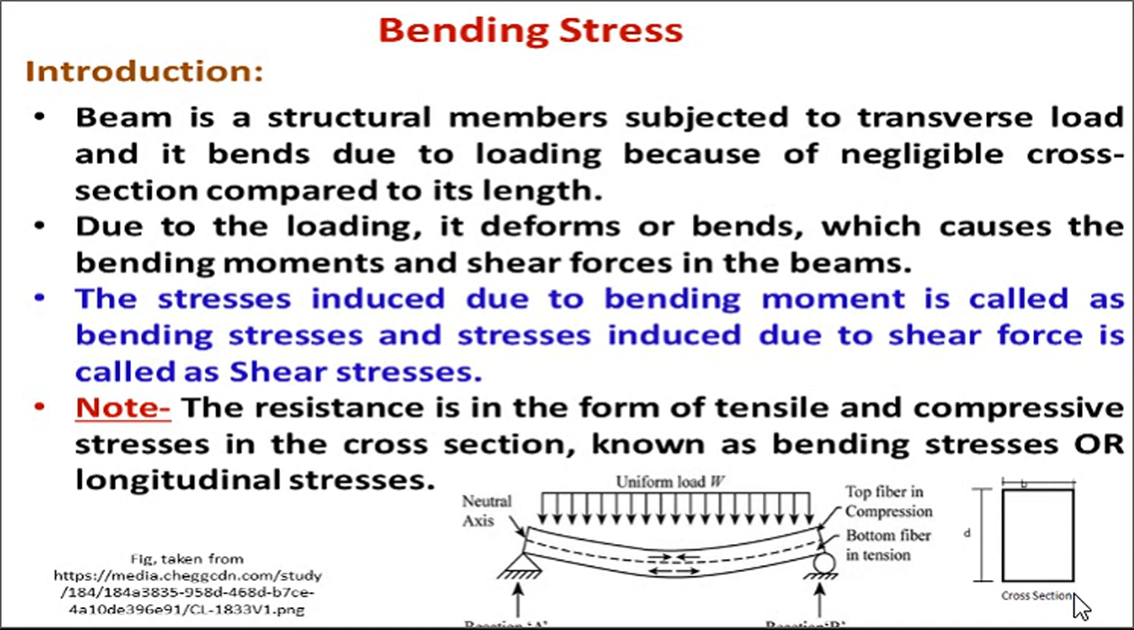Whenever it bends, its cross section bends. This is the cross section of the beam. Depending upon the loading, these B and D, the dimensions of the cross section, are modified. If the load is large, in that case the width will be large and the depth will be large. This cross section will change based on the load acting on the beam.